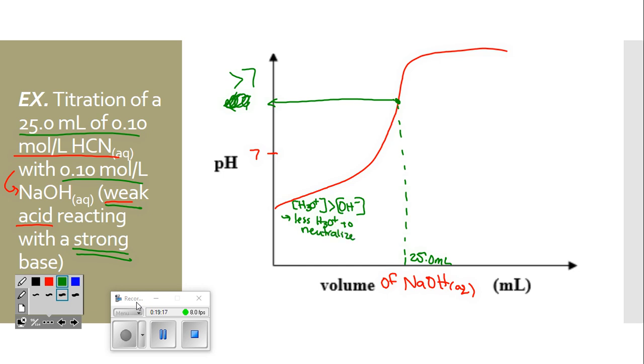Now, if I think about what's happening at the end point, when I have a strong acid and a strong base, they completely react. I should get water as my product because hydronium reacting with hydroxide gives water. But if I consider what's happening here at my endpoint, because I had a weak acid to start with, I should have its conjugate weak base still present.